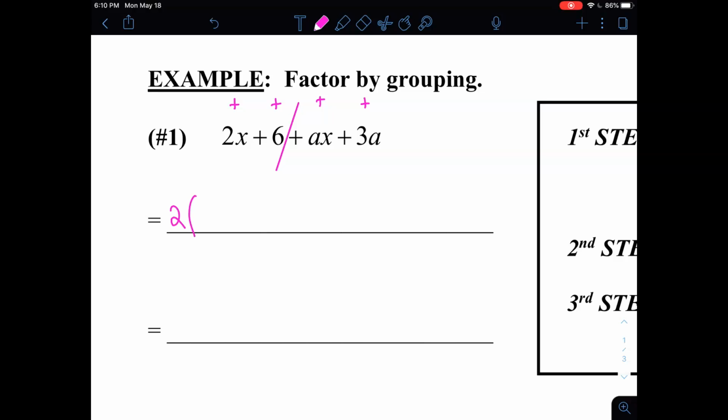Now we're going to divide both of these by 2, 2x by 2 and 6 by 2. What is 2x divided by 2 going to be? That's going to be x. And what is 6 divided by 2 going to be? Plus 3.